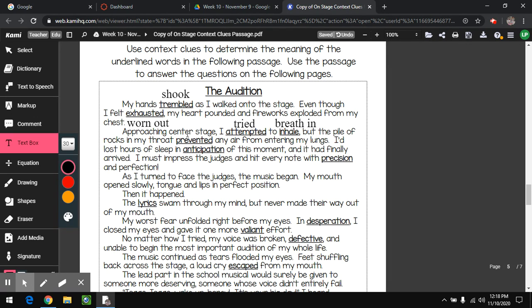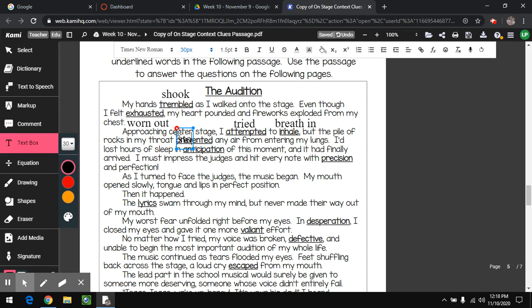Now I'm going to write on top of this, but you'll have to squeeze it in a little bit with smaller writing, okay? So above prevented, we're going to write stopped. And I know you can't see mine that well. I'm going to move it for you. But you want to type it right over the word prevented.